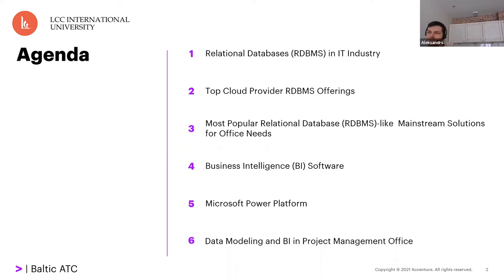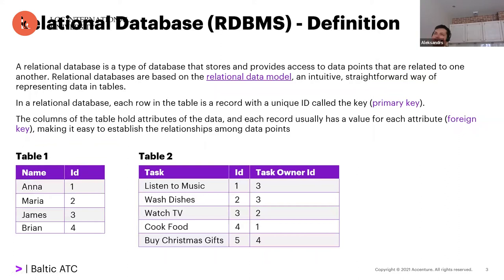So I would like to start with a relational database definition, and it's really important that you understand the key attributes of a relational database, which are the primary key and the foreign key. So what does it mean? On the screen, you see two tables. In the first table, there are names, Anna, Mariah, James, and Brian, and also IDs. And ID is actually most important in relational databases, since all the mappings against other tables in such a database are done based on IDs.